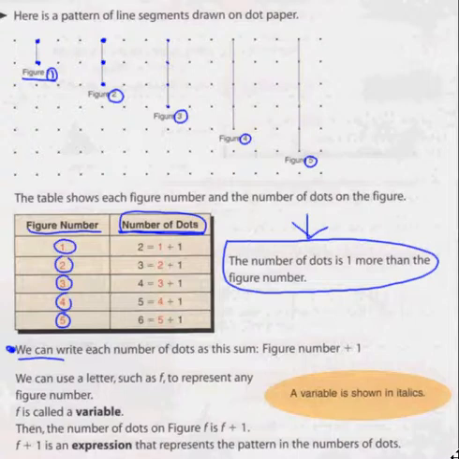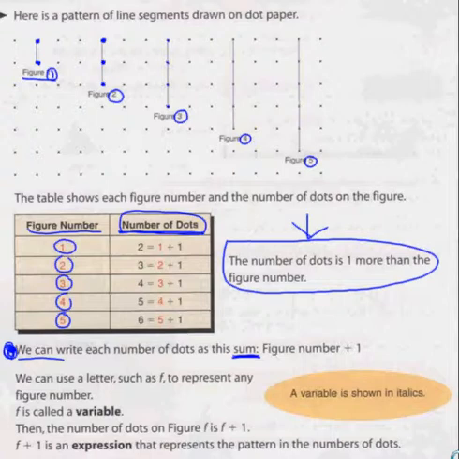Now look at the sentence down here. We can write each number of dots as this sum: figure number plus 1. Does the word sum remind you of last year? I think it was introduced last year maybe. A sum is the answer to an adding question. So if I have figure number plus 1, I'm adding, right? So what's the answer to that?